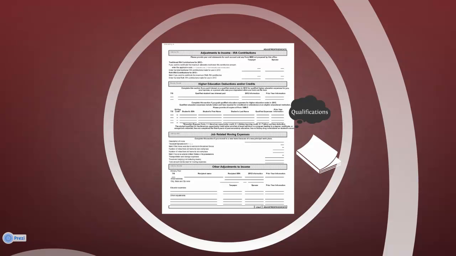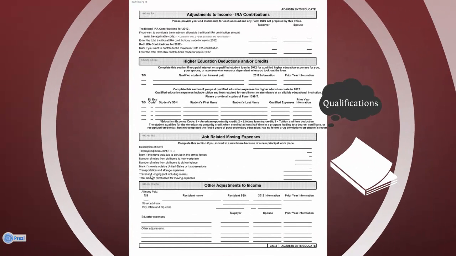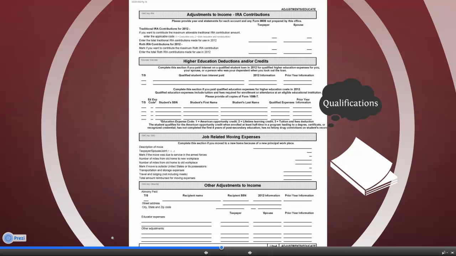There are many possible credits and deductions you may be eligible for, so it is important you let your accountant know. This page will walk you through anything you may be able to include, such as IRA contributions, expenses related to higher education, job-related moving expenses, alimony paid, or educator expenses if you're a teacher.